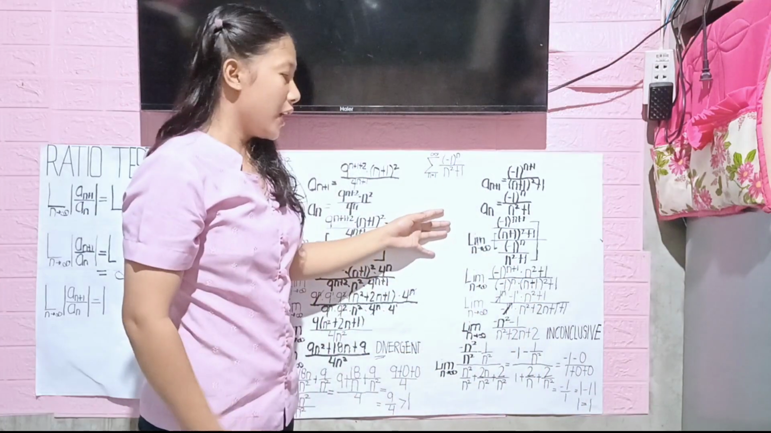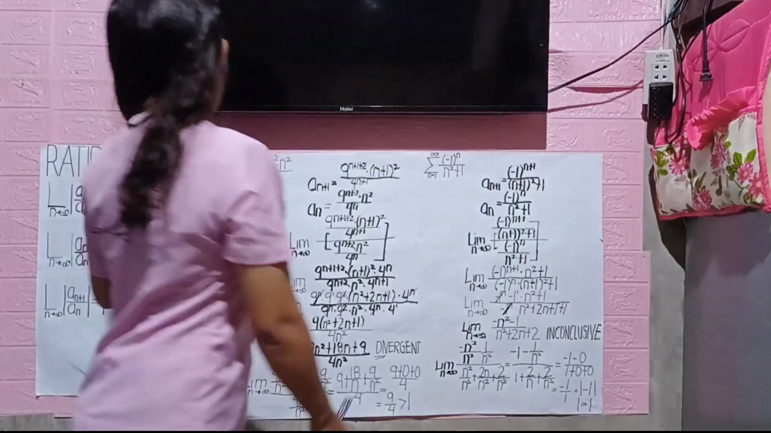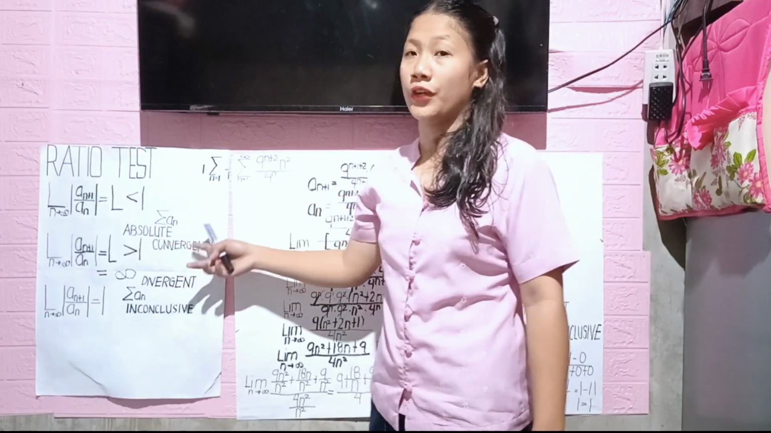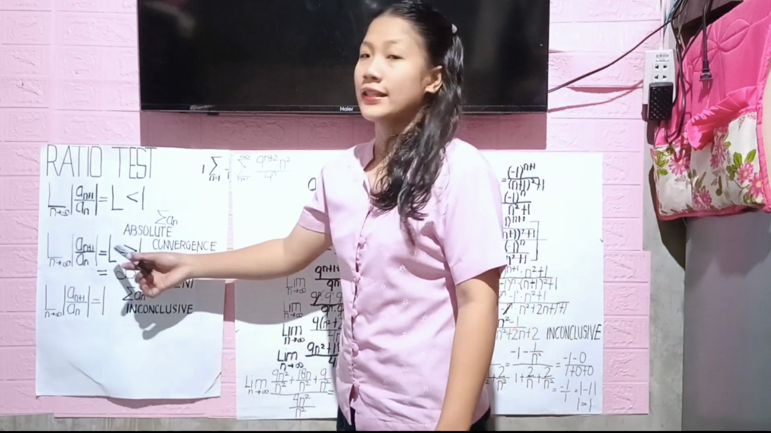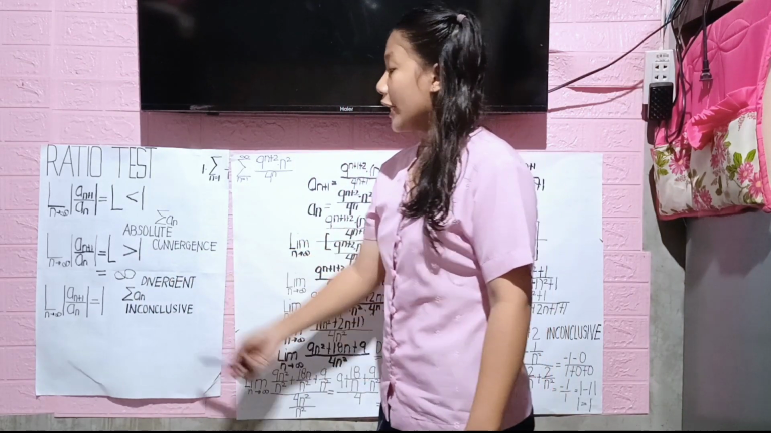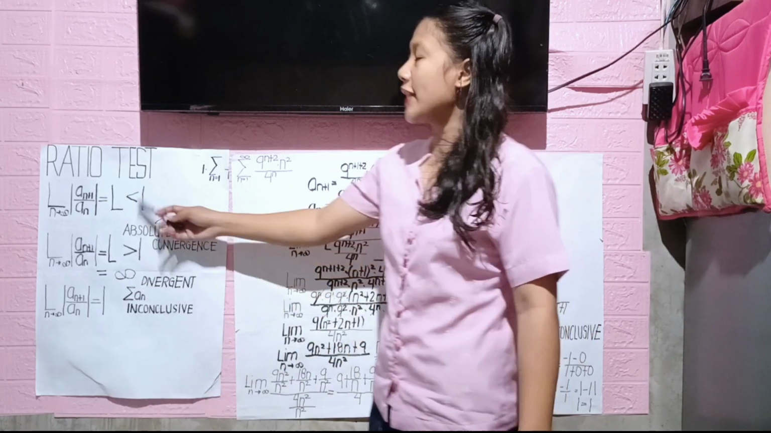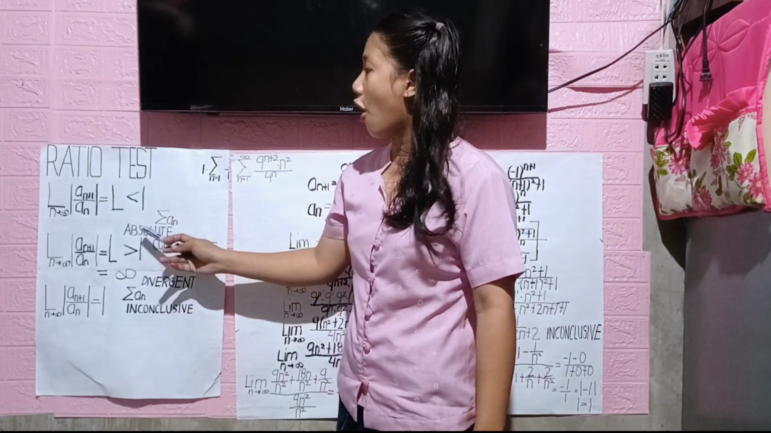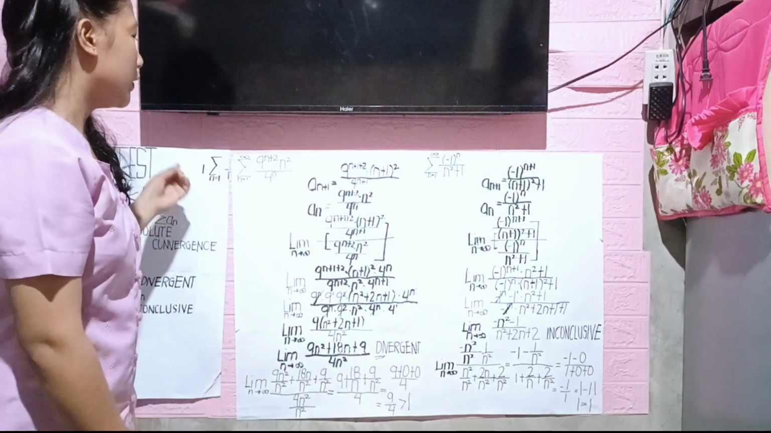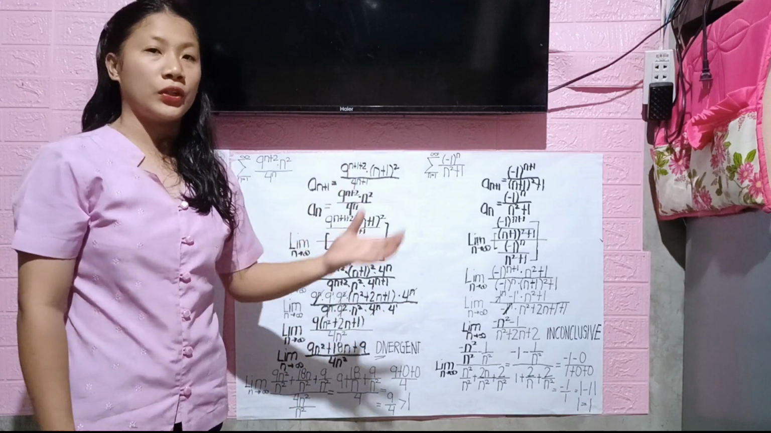So, did you get it? If it is equals to 1, it is inconclusive. So, if it is less than 1, then it is absolute convergence. Then, if it is greater than 1, then it is divergent. Then, if it is equals to 1, then it is inconclusive. So, these are the 3 basic ideas of our ratio test. So, it's all about the ratio test. The convergent, divergent, and inconclusive.